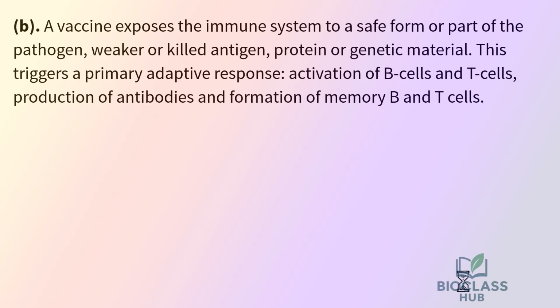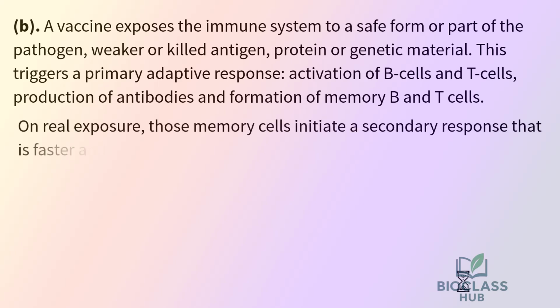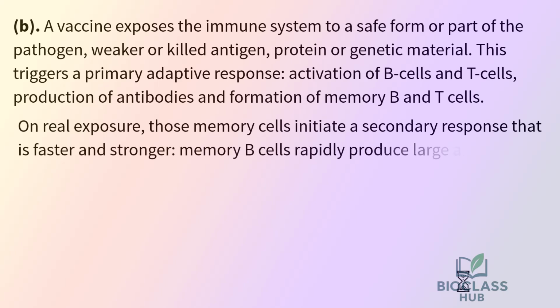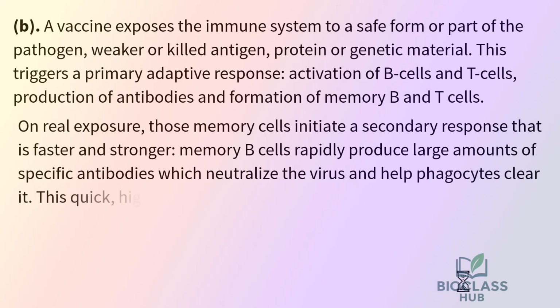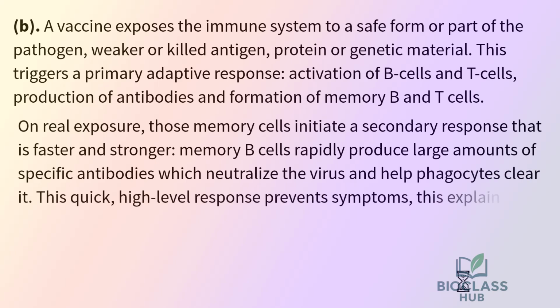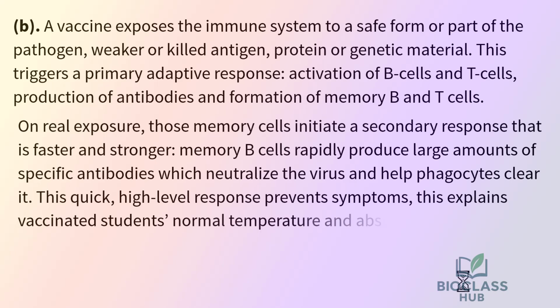On real exposure, those memory cells initiate a secondary response that is faster and stronger. Memory B cells rapidly produce large amounts of specific antibodies, which neutralize the virus and help phagocytes clear it. This quick, high-level response prevents symptoms, which explains the vaccinated students' normal temperature and absence of disease.